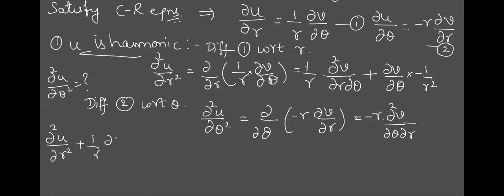Okay. Tell me what is this? ∂u/∂r squared plus ∂u/∂r plus 1 by r square ∂²u/∂θ². Yes, very good. So now here we cannot prove directly. So consider the LHS part of the Laplace equation. Substitute the values. What should we get as the answer?